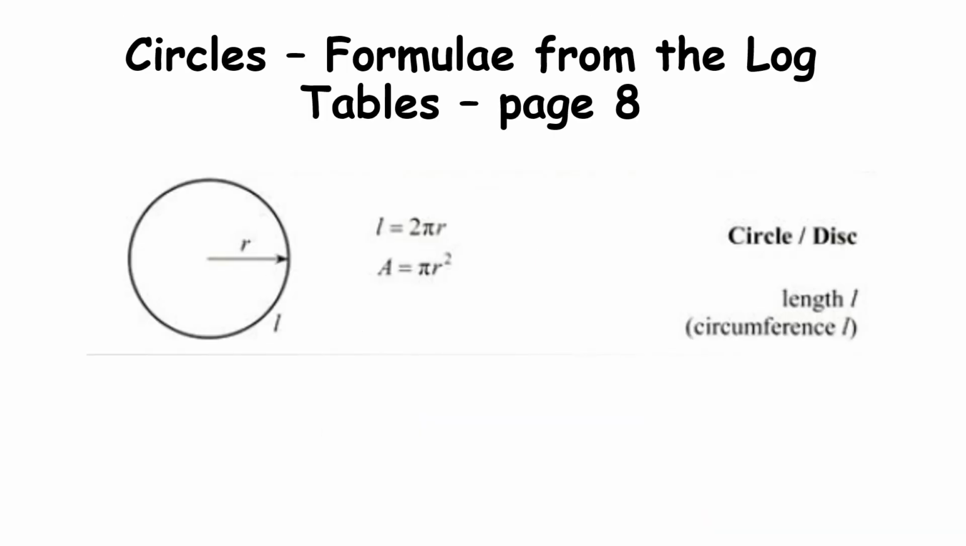So let's look at our first formula. Have your log tables open as we're working through this. My first formula is from page 8 and it's for a circle or a disc, so we're talking about a 2D object. There are two formulas here. The first one is L. L, it tells us there on the right, is length or circumference, so that is the outside of the circle, and the formula is 2 pi r. We then have A. A stands for area, so the area of a circle is pi r squared. In both of those cases, r is the radius.